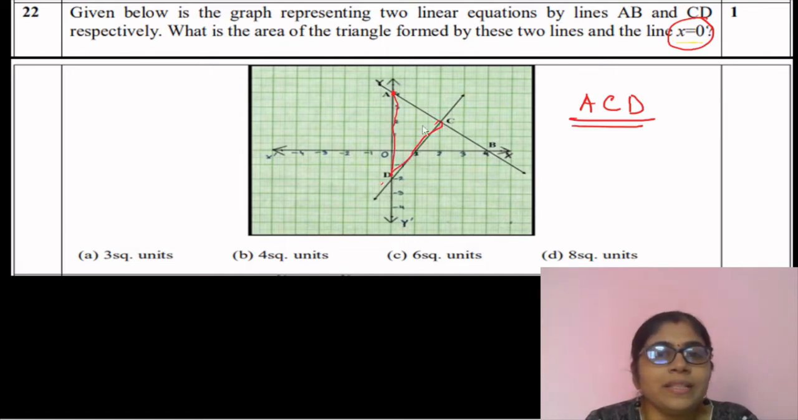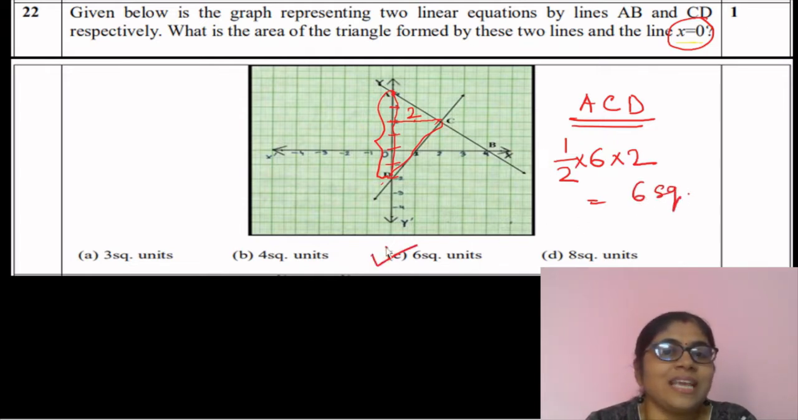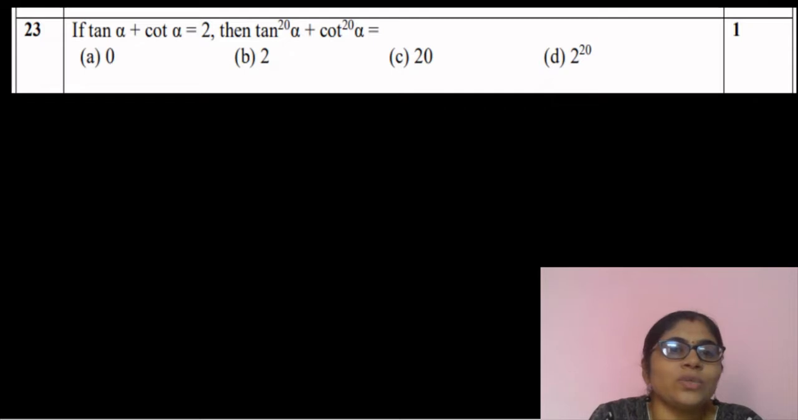So what are the units? Here this is the altitude and the altitude is 2. And calculate the base. Base is 1, 2, 3, 4, 5 and 6. So area is half into 6 into 2. So this is 6 square units. So option C is the right answer here. Now let's move to the next question.